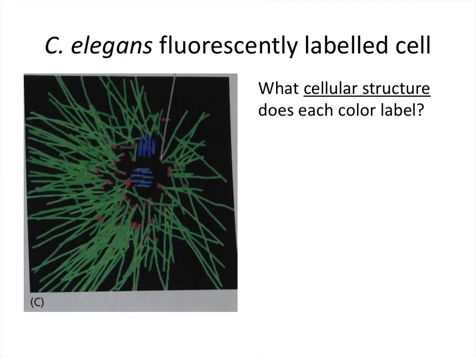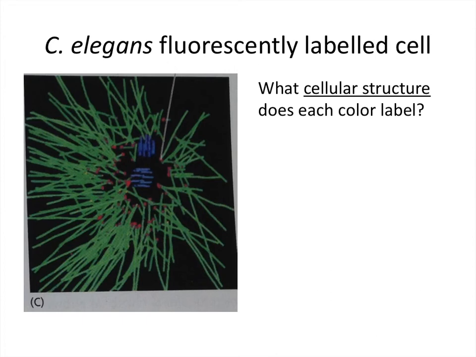So here's a C. elegans cell. So this is a nematode, it's a model organism, and it's fluorescently labeled for 3 different cellular structures. And so my question for you is, what does each color label as far as a cellular structure? Notice that I'm asking for a cellular structure, not for a protein. Pay attention to this on quizzes and on exams. These are things that are easy to get tripped up with, but it is important to know which is which.